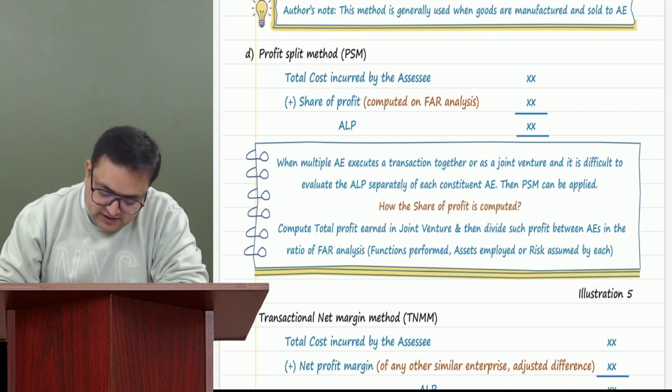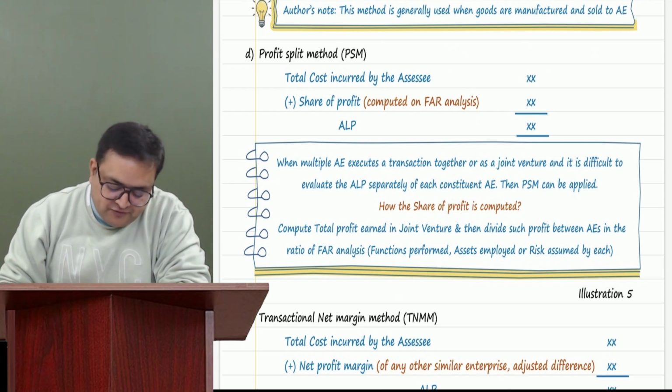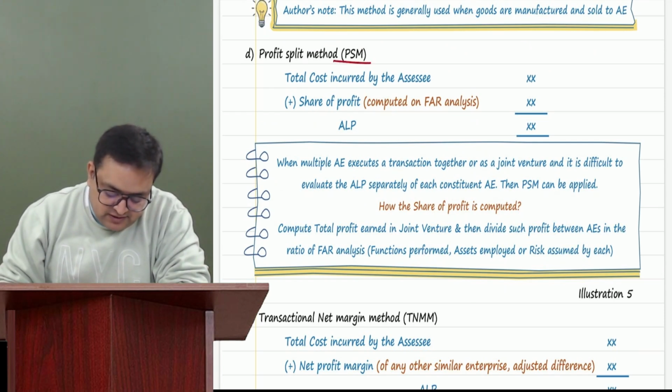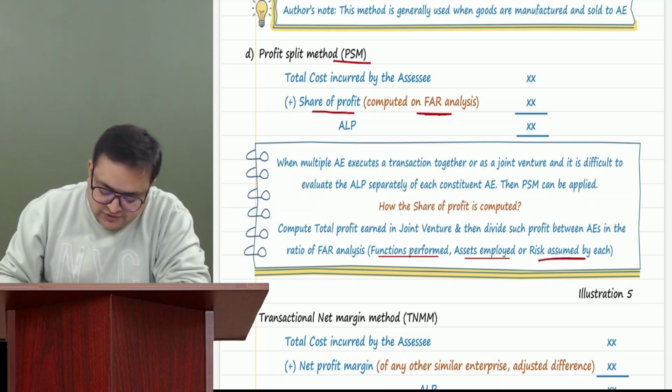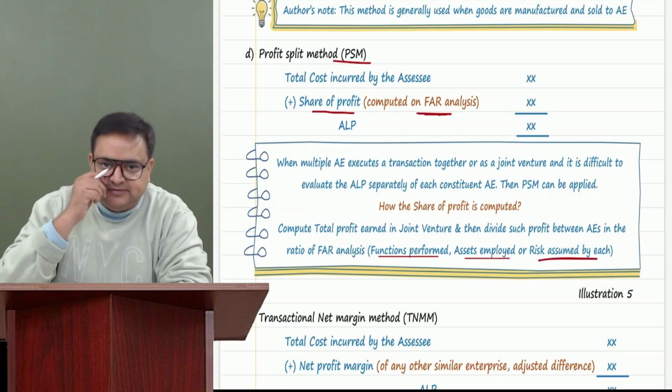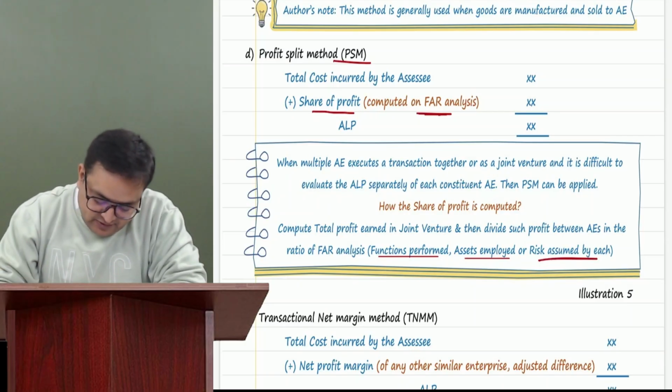Now, it's written over here. So what is the profit split method? First understand this: share of profit computed on FAR analysis. What is this FAR analysis? I have written it over here as well. The functions which you have performed, the assets which you have deployed or employed, or the risk you have assumed. So it should be on FAR analysis. So let me give you an illustration for this.